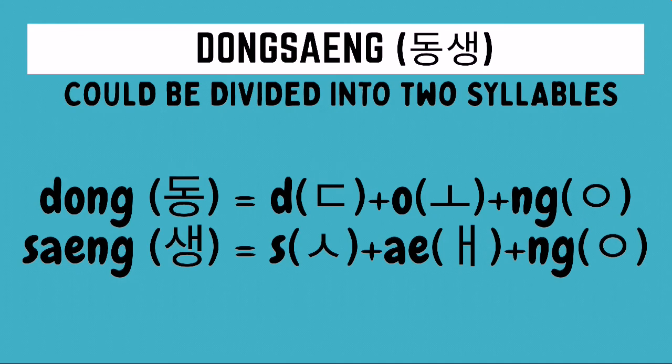How do we spell dongsaeng in Hangul? Let's start with the first syllable. To be able to write the syllable dong in Hangul, we need to draw first a digeut character, followed by an o character, followed by an ieung character. For the second syllable saeng, we need to draw first a siot character, followed by an ae character, followed by an ieung character. And then, we just have to combine the Hangul for each of these syllables to form the Hangul of the word dongsaeng.